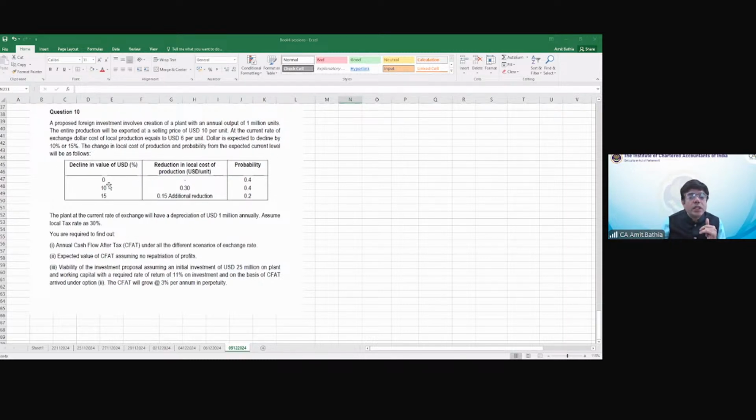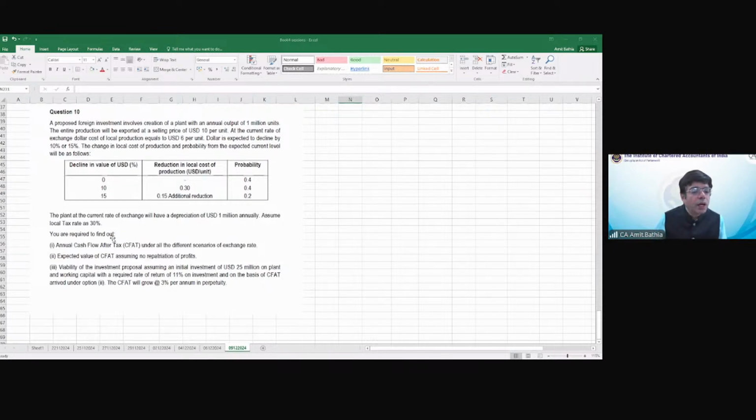Decline in value of USD in percentage: 0, 10%, 15%. Reduction in local cost of production, USD per unit. So here you will have no change. Here you will have 0.30 and here you have additional 0.15 reduction in local cost. And then you are given probability. The plant at the current rate of exchange will have a depreciation of USD 1 million annually. Assume local tax rate as 30%.